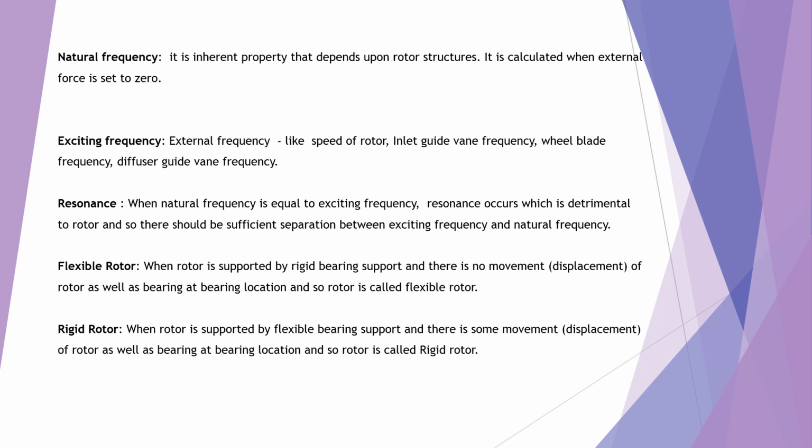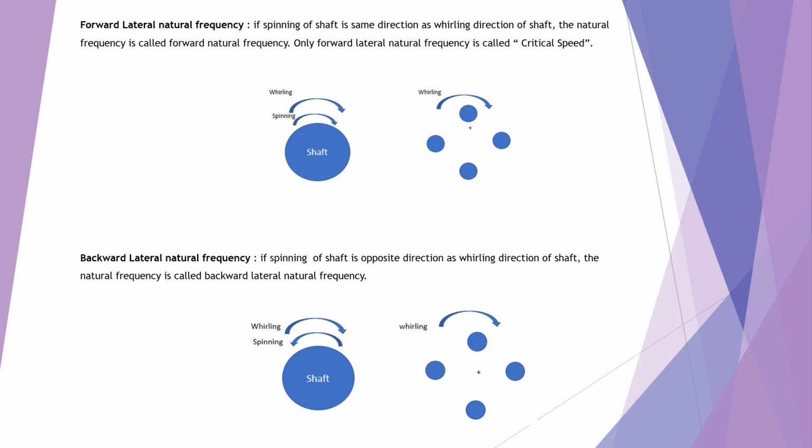Now forward lateral natural frequency. If the spinning of the shaft is in the same direction as the whirling direction of the shaft, the natural frequency is called the forward natural frequency. Only forward lateral natural frequency is called critical speed. See, this is the whirling of the shaft, this is the spinning of the shaft, both are in the same direction.